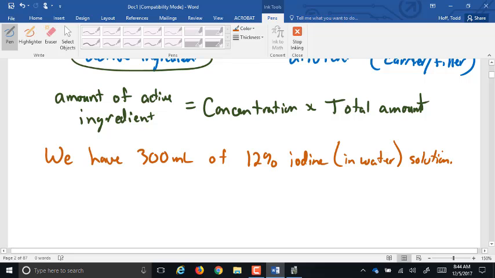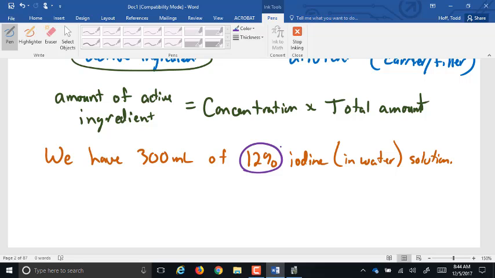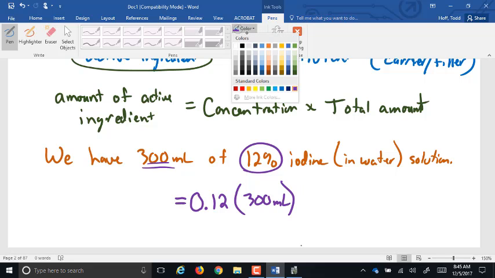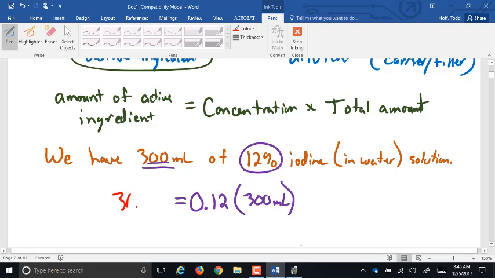What that means is we have 12%, which represents our concentration, but we usually represent the concentration as a decimal. So what is 12% as a decimal? 0.12, very good. Times the total amount is 300 milliliters. If I multiply that out, that is 36 milliliters. That is the amount of iodine in that solution. Does that make sense?